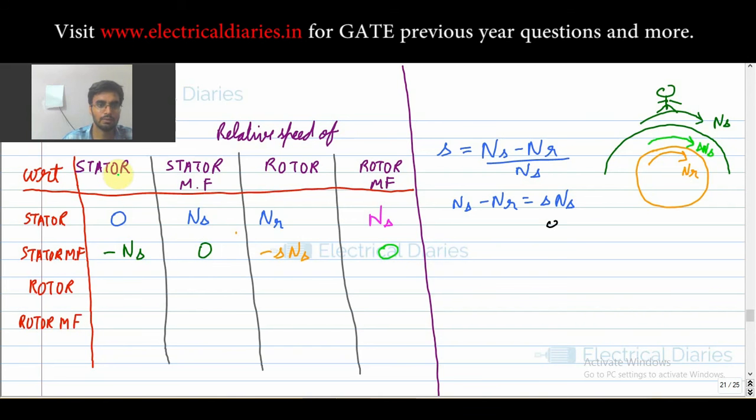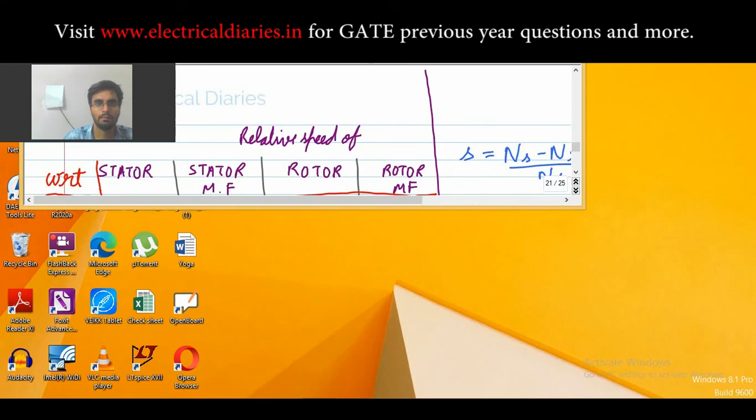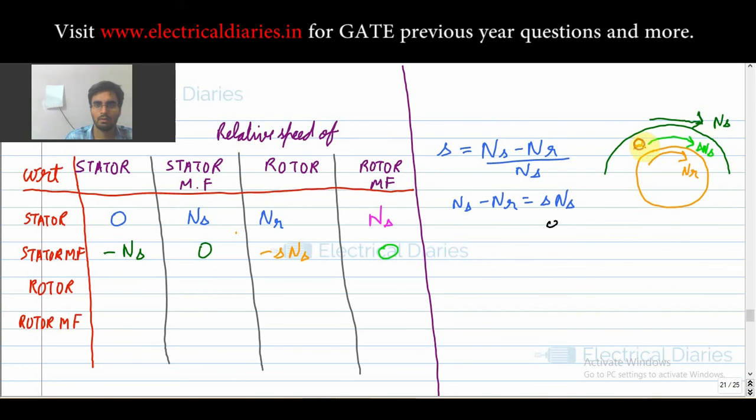Now we have to find the relative speed of stator with respect to rotor. So now I am standing on a rotor, and I myself am moving with a speed of nr. Now he is asking what is the speed of stator with respect to rotor. So stator will remain stationary, but with respect to rotor I will feel like it is moving with a speed of minus nr. So that we can easily analyze.